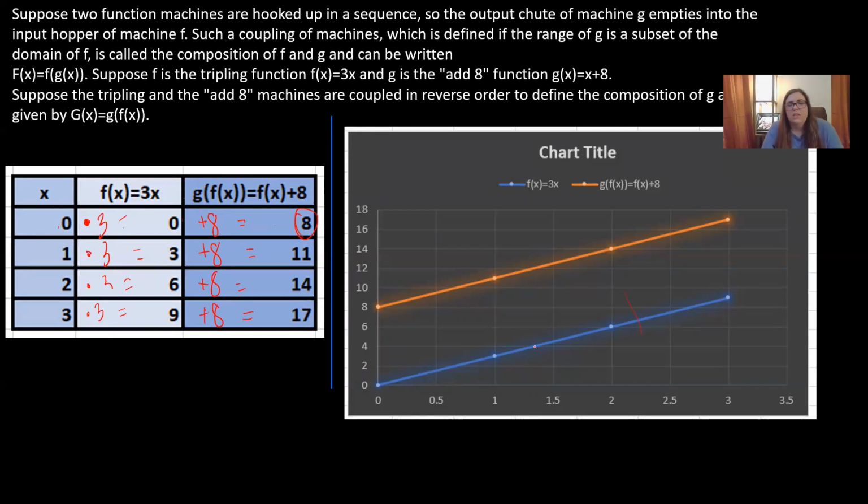And so here we are. The blue line on this graph is 3 of X, and the points are all marked here. And the orange line is F of X plus 8 after the blue line. So here's our points here. So we're going to check a point. If X is at 1, right here, 3 times X, it's now going to be at 3 on the 1. That's how you check it.